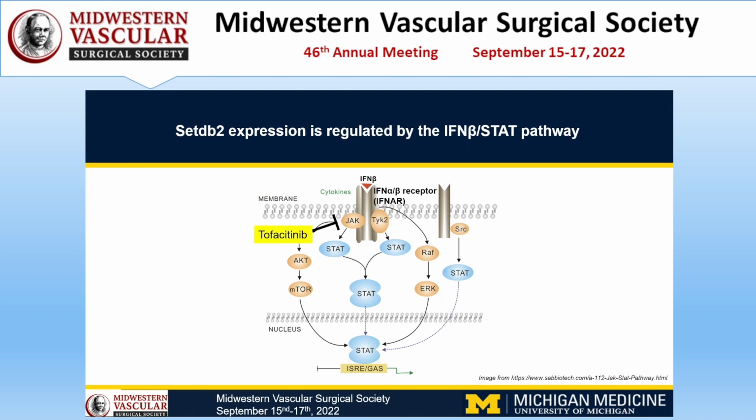In a brief model of the interferon beta STAT pathway, we know that interferon beta binds to the interferon alpha beta, or IFNR, receptor. This activates the JAK tyrosine kinase receptor to phosphorylate STAT proteins, which then translocate into the nucleus, where they bind consensus elements to regulate downstream gene expression. And our lab has also used the chemical inhibitor tofacitinib to inhibit the JAK kinase and inhibit this pathway.